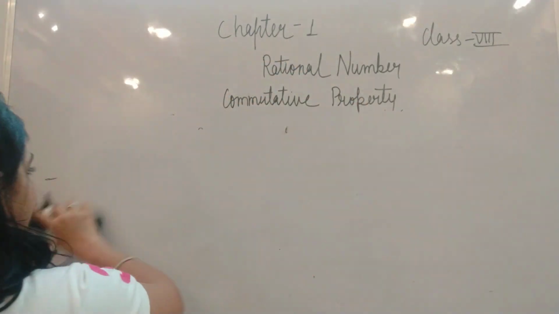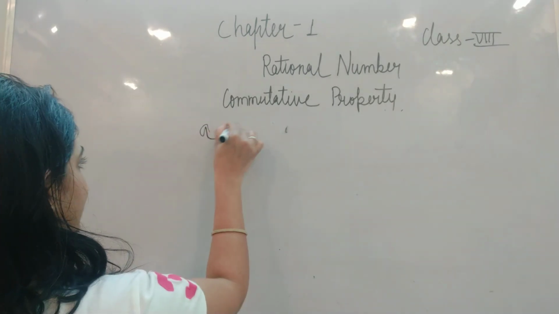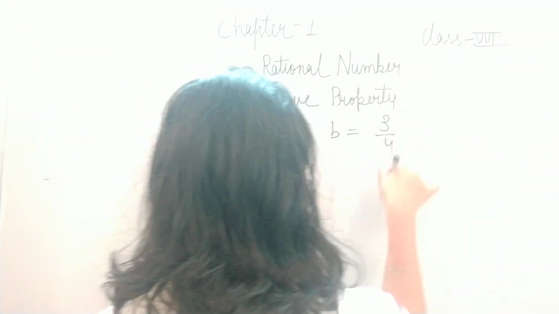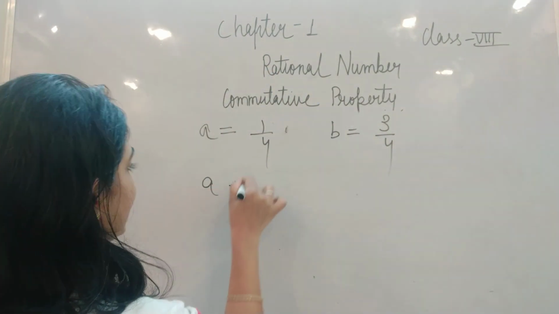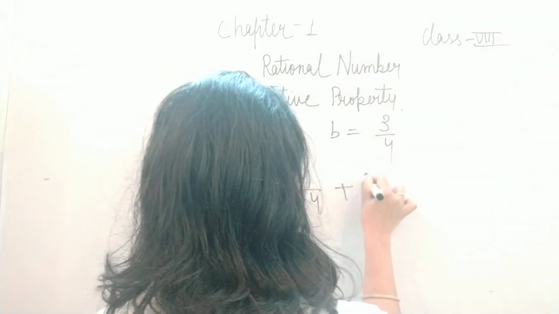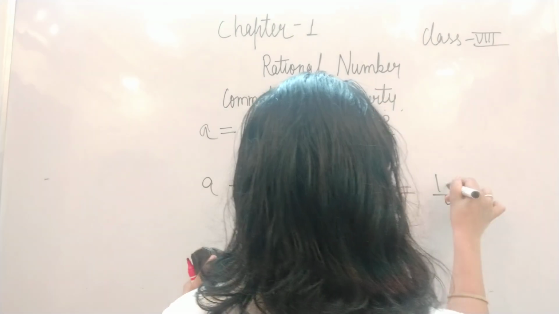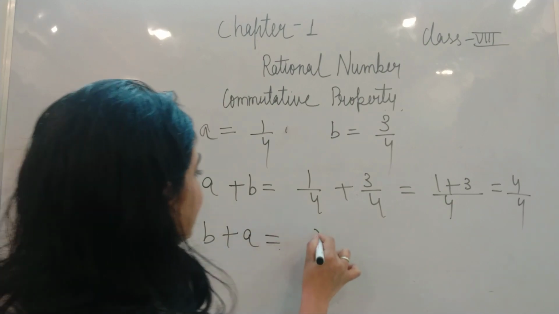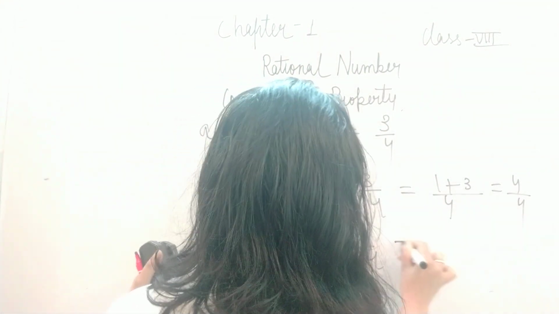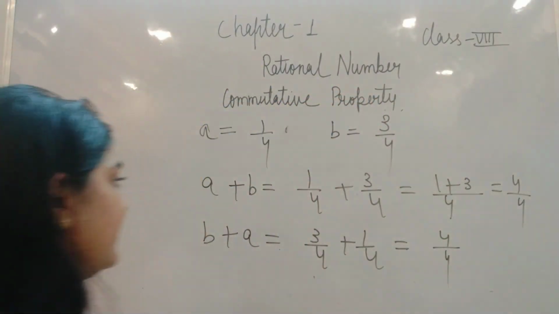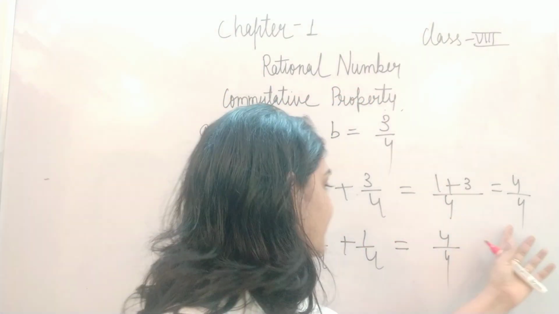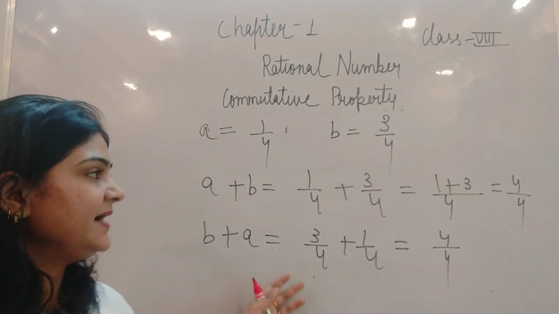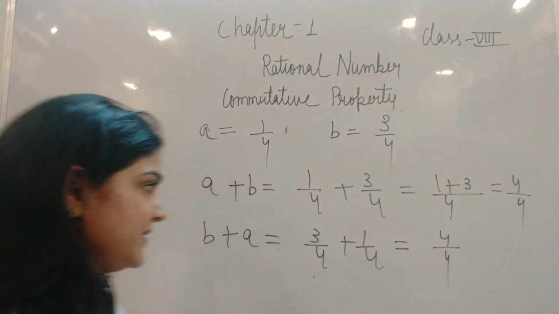I am taking another example. Let the value of A be 1 by 4 and the value of B be 3 by 4. If we do A plus B, 1 by 4 plus 3 by 4, what we will get? 1 plus 3 is equal to 4 by 4. Now we will do B plus A, 3 by 4 plus 1 by 4. It means 4 by 4. The value of A plus B is 4 by 4 and the value of B plus A is 4 by 4. So we see that addition is commutative for rational numbers.